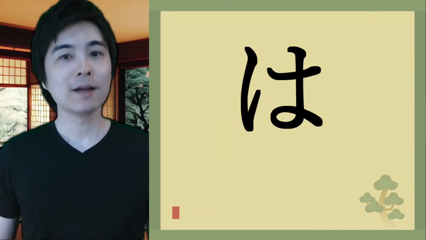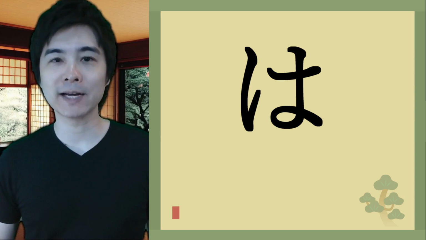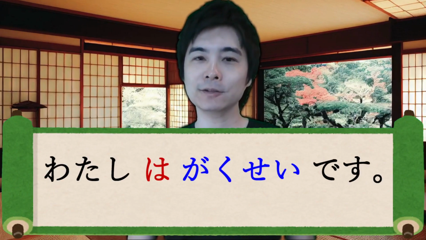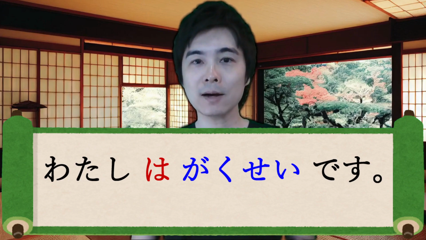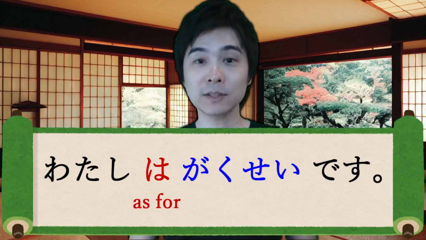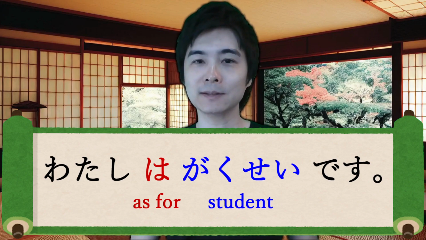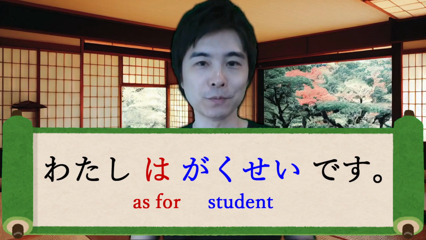The most basic Japanese particle is wa. Wa is called a topic marker. Wa means something like as for. For example, 私は学生です means I am a student. は means as for. So this sentence means as for me, I am a student. So it means I am a student. I think this is already very easy for you. Let's check the next one.